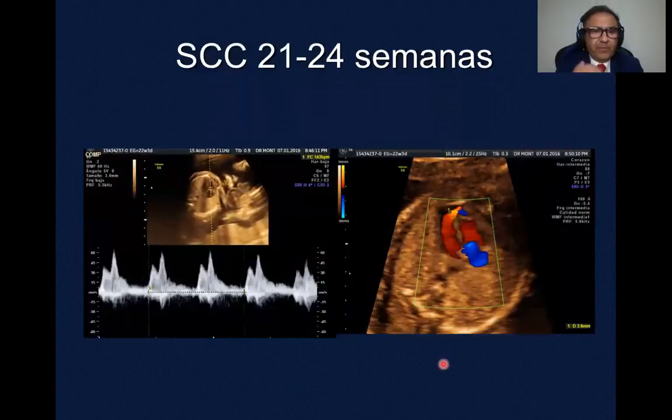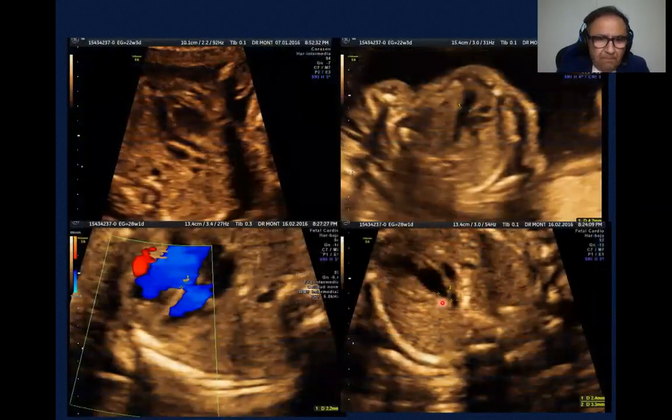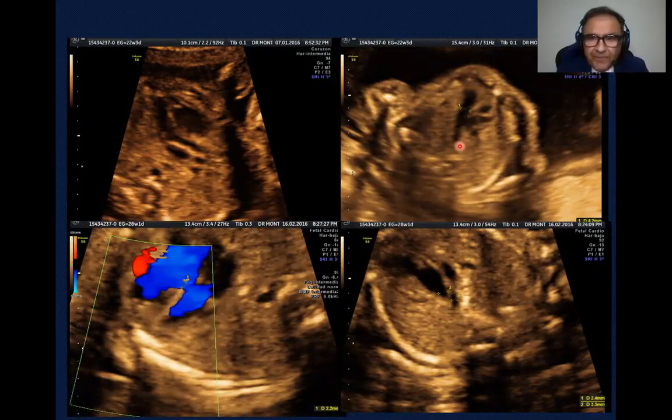Let's look at some examples. This is a patient in whom, on the 21-24 week screening, it was assessed that there is right-sided dominance. In addition, she had an apical muscular VSD. Here we can see the right-sided dominance. It was not so evident because she had the muscular VSD. In addition, she also had a perimembranous VSD. The diameter of the great arteries was decreased.